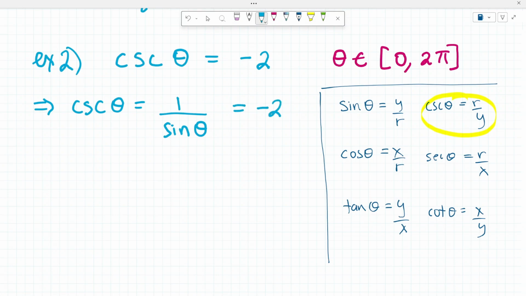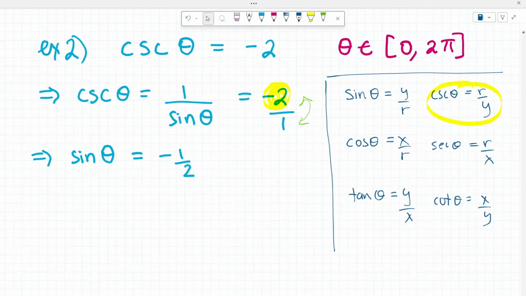So we can rearrange this equation such that we have our sine theta on the numerator, and then by rearranging it, we get that it equals negative 1 over 2. Essentially, we just take the reciprocal of negative 2, so you can imagine you have negative 2 over 1, and then by taking the reciprocal, you simply switch the values, which gives us our negative 1 over 2.